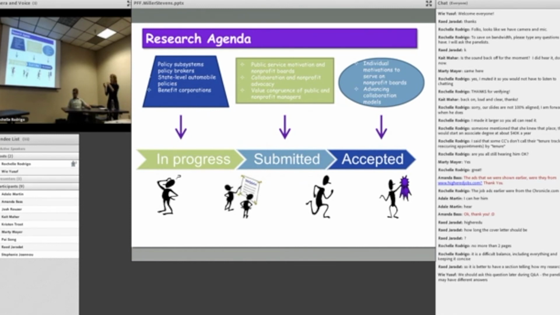So in progress, you could say something like, I'm interested in policy subsystems and policy brokers, and I'm currently writing a paper on that topic. Then I move to submitted. I have papers submitted in these areas to various journals. Be sure to spout out the names of journals. That's very important. And then I also have papers that have been accepted in these areas of research to these journals. So it just shows, by talking about the areas of research, you show the depth and breadth of what you can do.